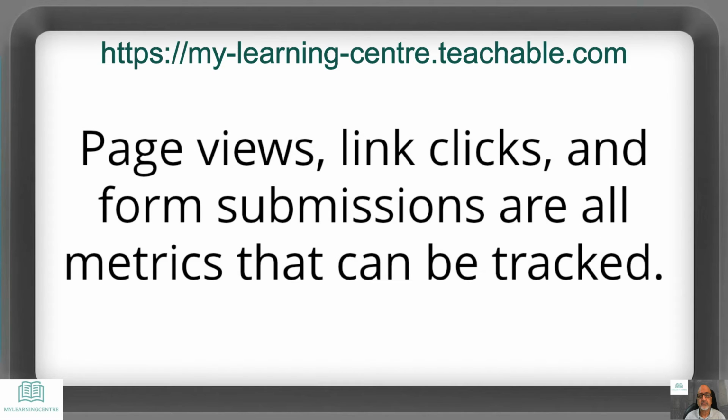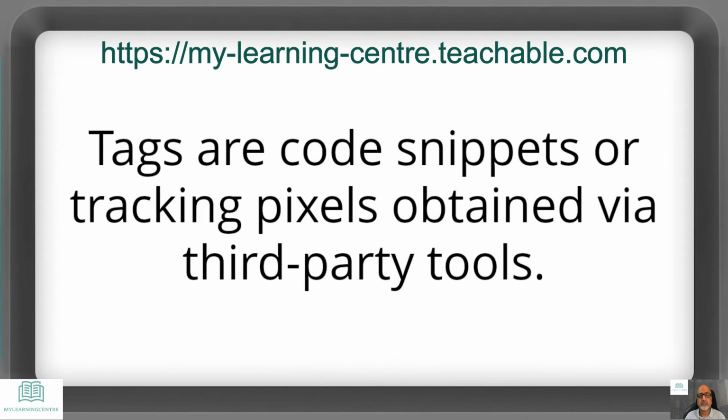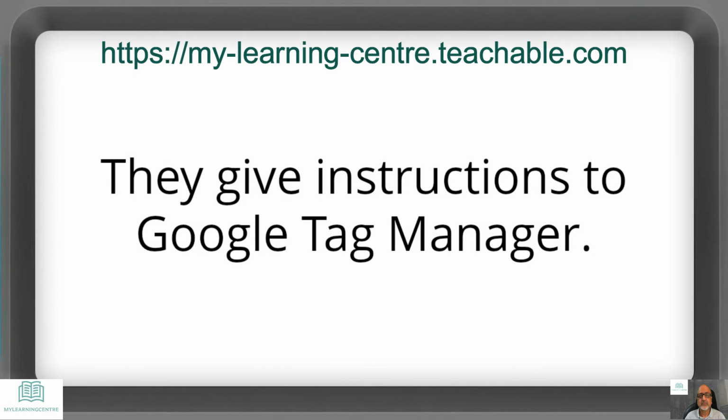Page views, link clicks, and form submissions are all metrics that can be tracked. Some examples are scroll depth and custom events. Tags are code snippets or tracking pixels obtained via third-party tools. They give instructions to Google Tag Manager.